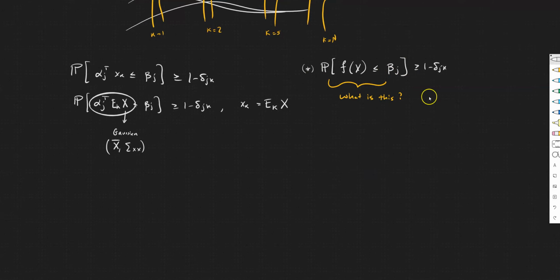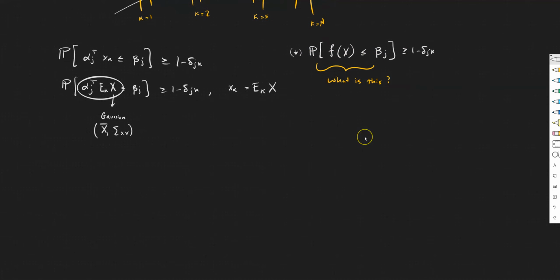But anyways, we're still trying to figure out how to find this probability. The probability that a function of a random variable, the function of a Gaussian random variable, is less than or equal to some value. And to solve this problem, let's go back to the basics real quick. The basics of random variables. So let's say I have a random variable x.